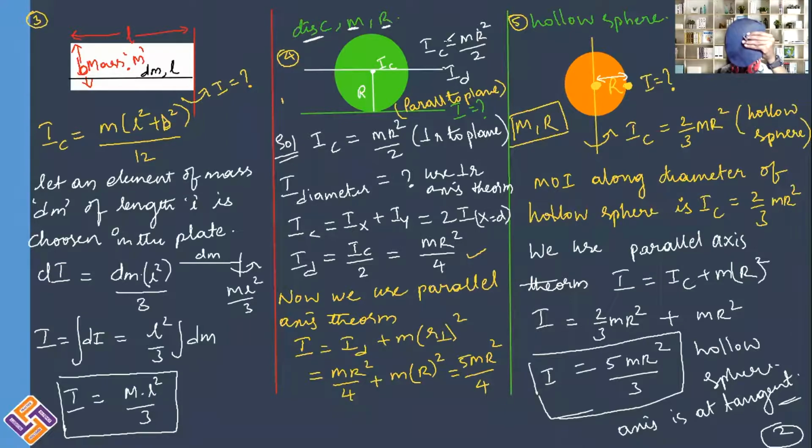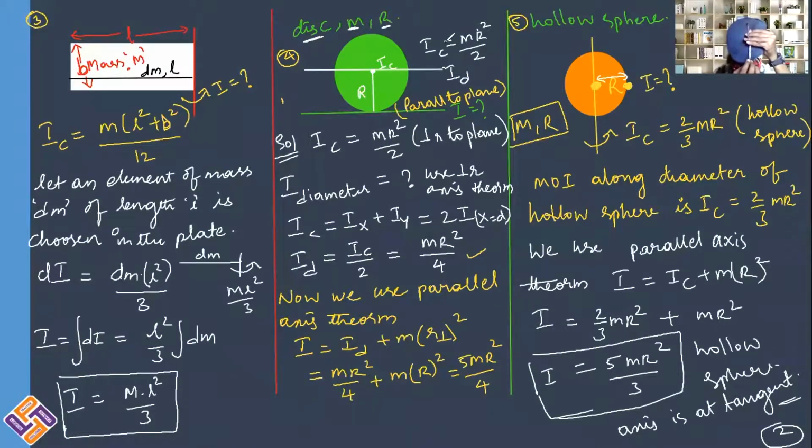Moment of inertia about the axis perpendicular to the plane is mr square divided by 2. With respect to this axis of rotation, it is mr square divided by 2. But we don't want this one. We need this axis of rotation. We need to calculate moment of inertia with respect to this axis. With respect to this axis, it is mr square by 2.